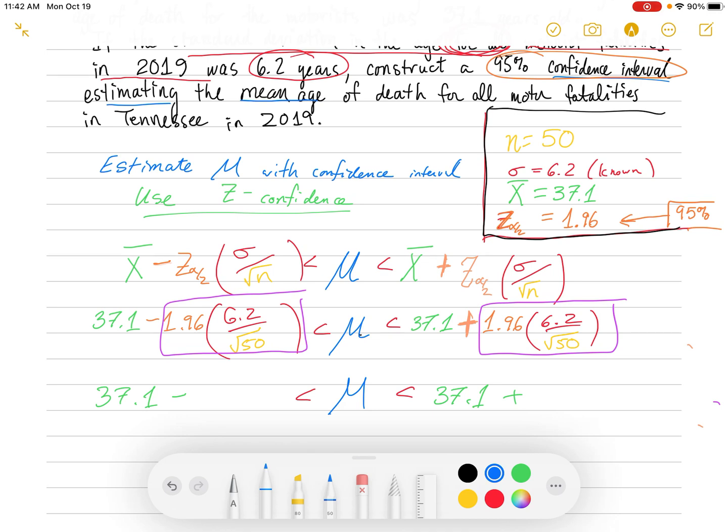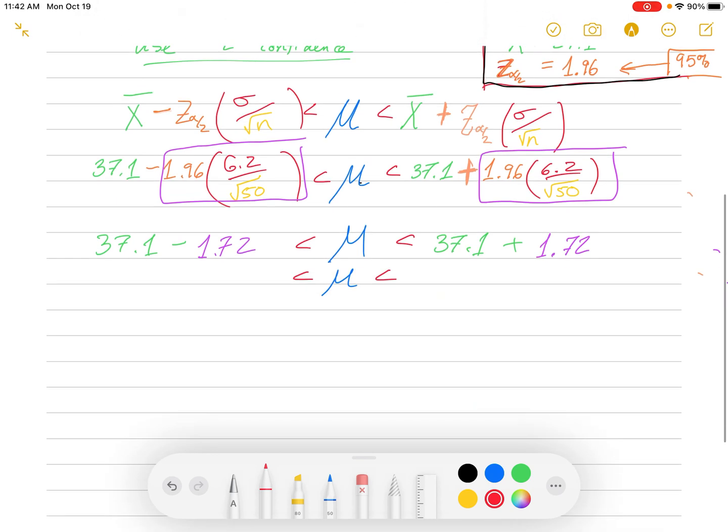So let's calculate what's in that purple box. 1.96 multiplied by 6.2. And then you want to divide that by the square root of 50. So that purple box, you should get 1.72 roughly. So it's going to be the same here as well, 1.72, it's the same number. So the population mean, we can say with a certain amount of confidence, is in between these two things.